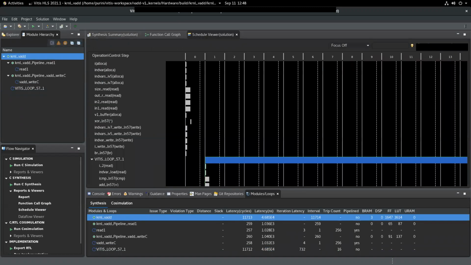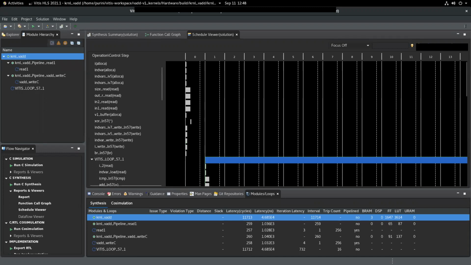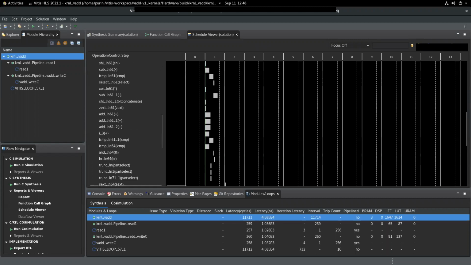So let's see the schedule viewer. So this is what we have. And in the schedule viewer, if you, yeah. Sir, this loop 57.1 is for which segment? This is the outer loop. This is the outer loop which encapsulates the 2 loops.